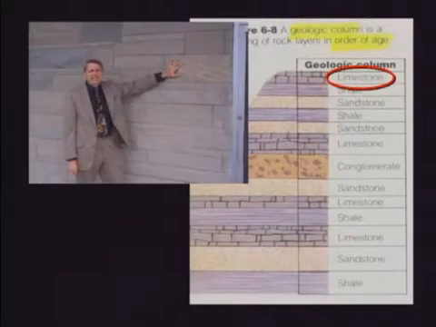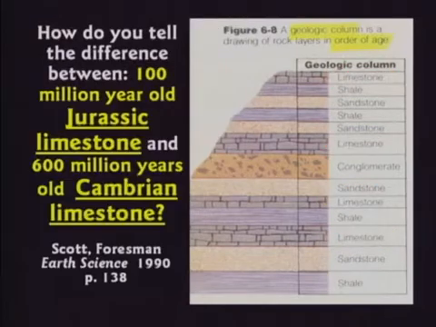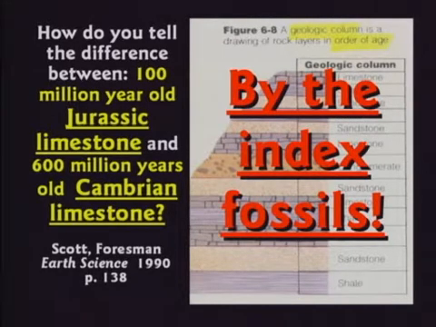I like to ask the evolutionists, I'll say, fellas, your geologic column contains limestone quite a few different places. If I just handed you a piece of limestone and said, how old is it? How would you know if it's 100 million year old Jurassic limestone or 600 million year old Cambrian limestone? They're both limestone. How would you know the age of it? Oh, that's easy. We would tell by the index fossils.